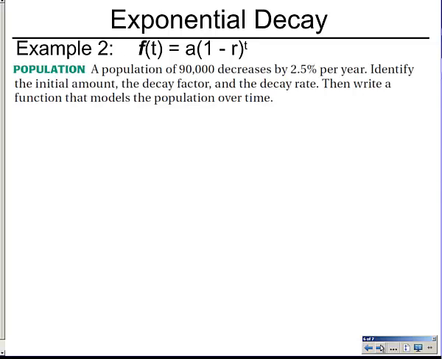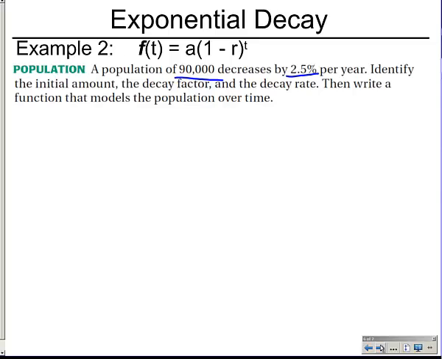Example 2, a population of 90,000 decreases by 2.5% per year. Identify the initial amount, the decay factor, and the decay rate. Then write a function that models the population over time. Okay, so our initial amount is what we started with, so 90,000. Our decay rate is 2.5% per year.